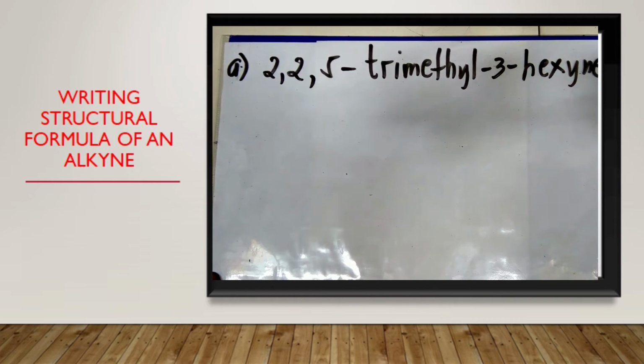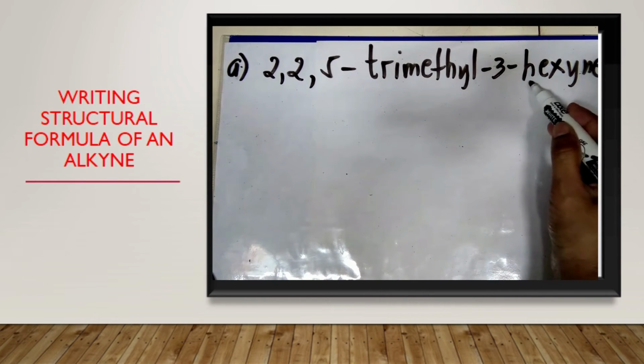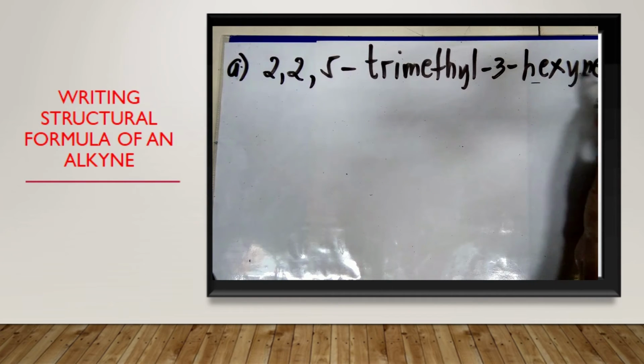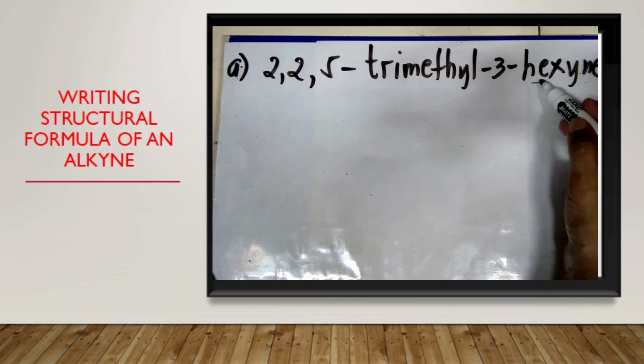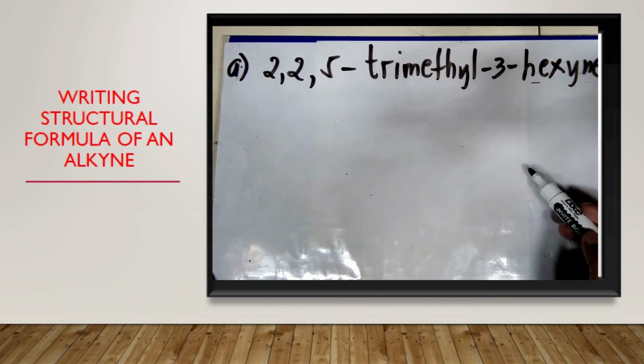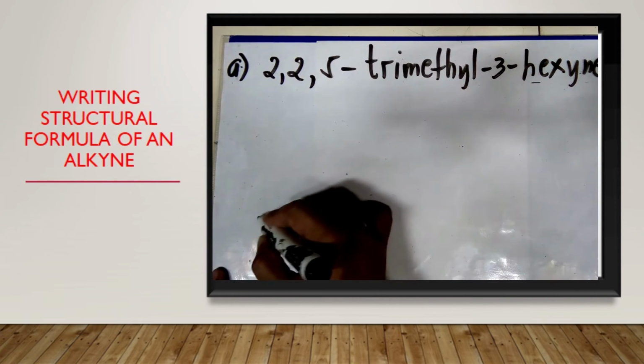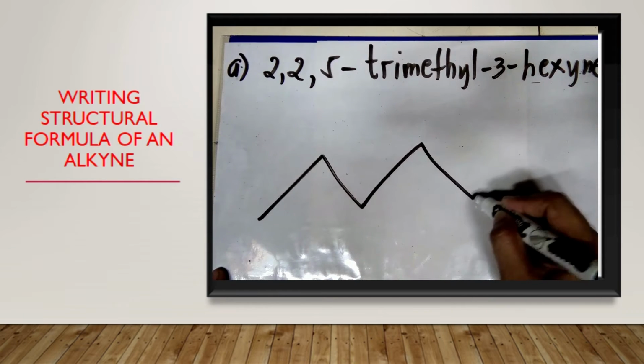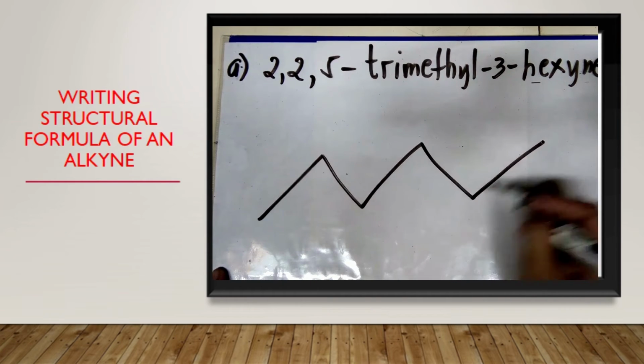Okay, so this time we will draw or write the structural formula given the name. So look for the parent chain. The parent chain is hexyne. So meaning to say the stem hex contains 6 carbon atoms. So 1, 2, 3, 4, 5, 6.